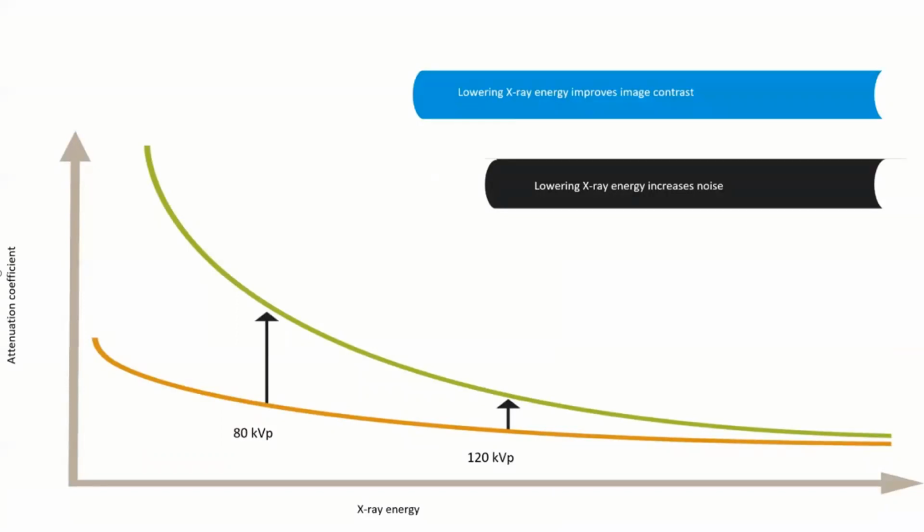Lower kV improves your image contrast, but will also introduce noise into your image. Look at this graph. It shows two materials of different densities. The orange line represents soft tissue, and the green, we can assume, is a contrast media. You can see the lower the kV, the larger the difference in attenuation coefficient between the two materials, and it will increase contrast visibility between the two. Whereas at higher kV levels, the difference in attenuation coefficient flattens off, and the two materials appear to have similar densities.